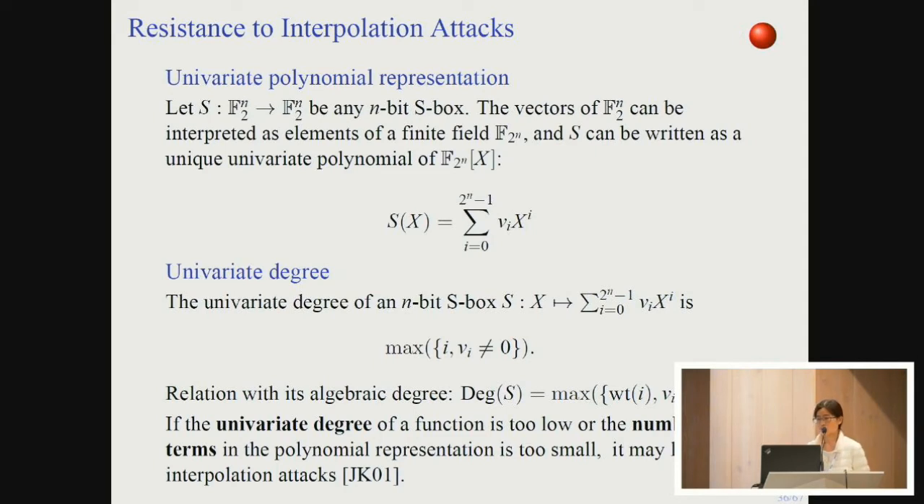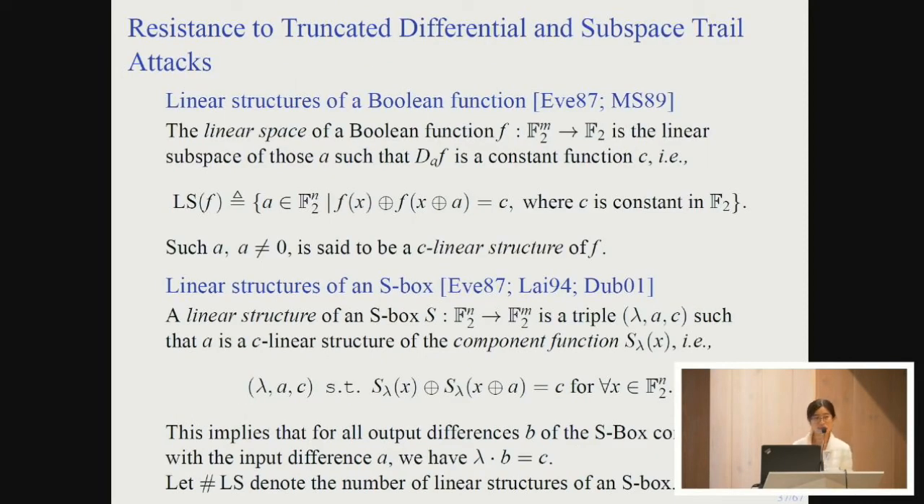And besides the algebraic normal form, which is a multivariate polynomial representation, the S-box can also be uniquely represented by the univariate polynomial. The univariate degree and the number of terms in the univariate polynomial representation may be important, but currently Pagan does not evaluate them.